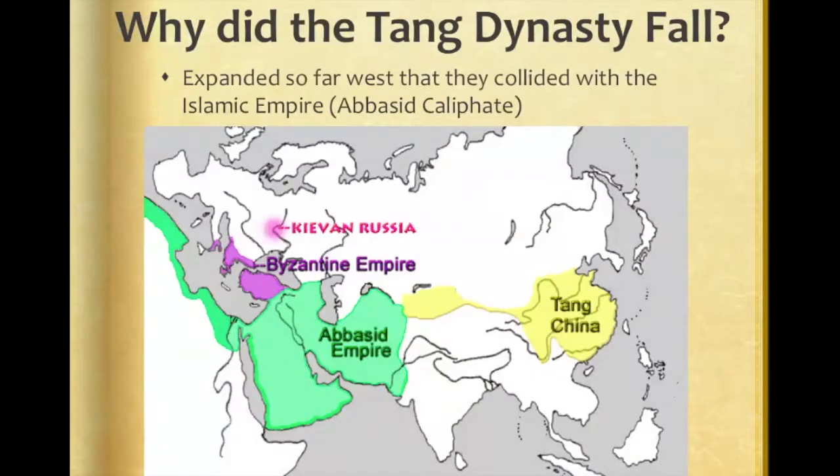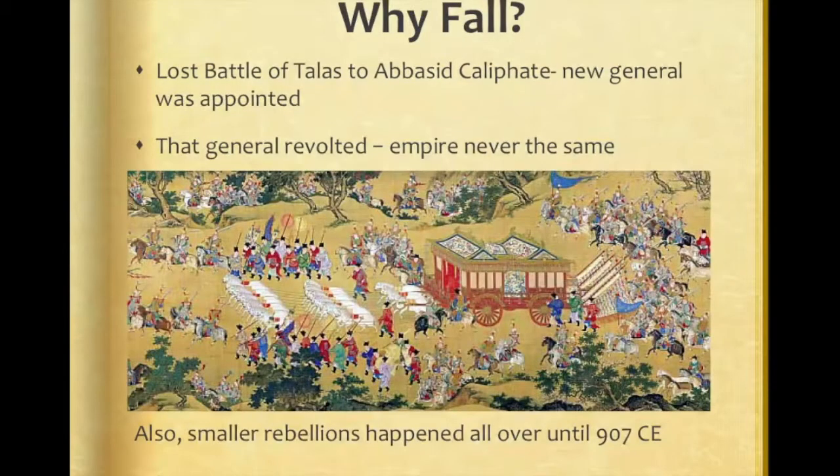Now, why did they fall? Everything's going so great. Well, they continue to expand and expand and expand until they eventually reached the Abbasid Empire. You see that little thing poking out to the left in yellow and hitting the green? They collided with the Islamic Empire, or the Abbasid Caliphate, and they lost the Battle of Talas, and they needed a new general because the old general wasn't doing it.